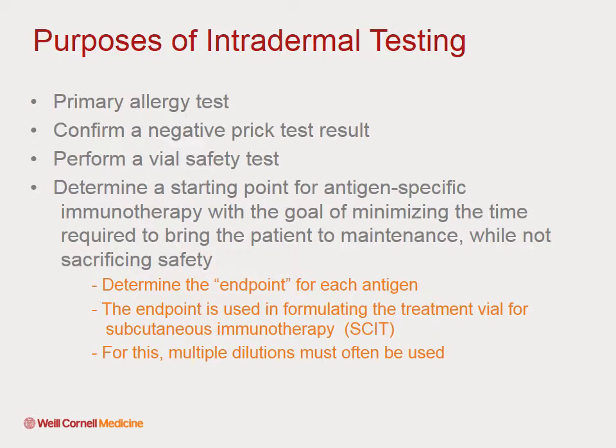What we want to do is minimize the time that we have to escalate the patient to get them to the maintenance level, but we don't want to sacrifice safety in order to do that. So to accomplish that goal, we want to determine the endpoint for each antigen. So the endpoint is used to formulate the treatment vial for patients undergoing SCIT, subcutaneous immunotherapy. And for that, we need multiple dilutions of the allergen.